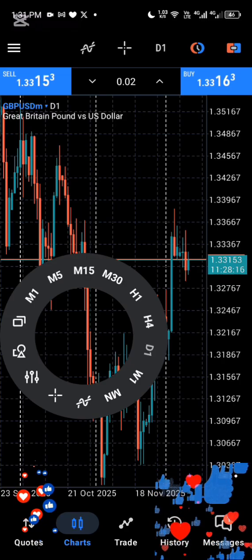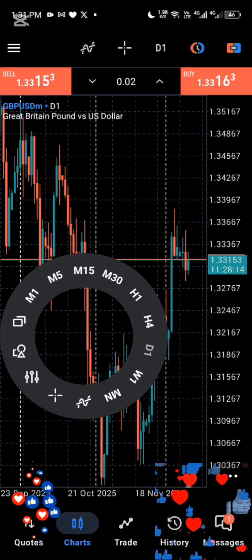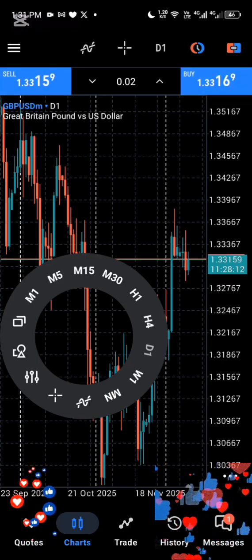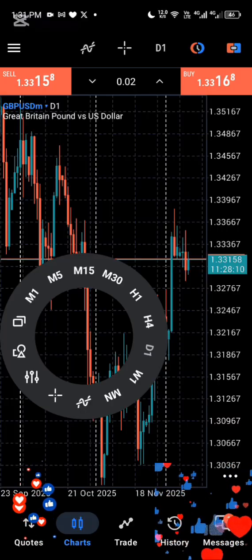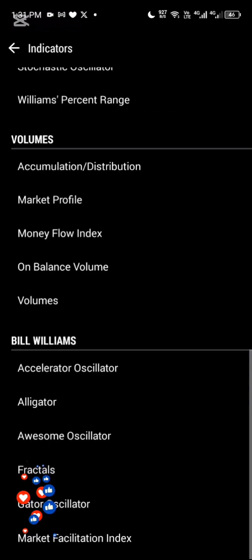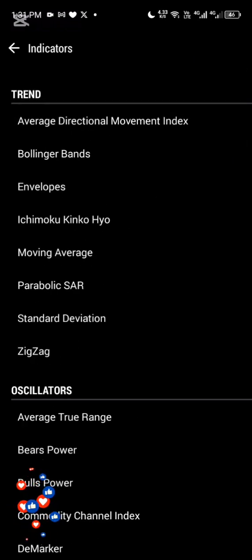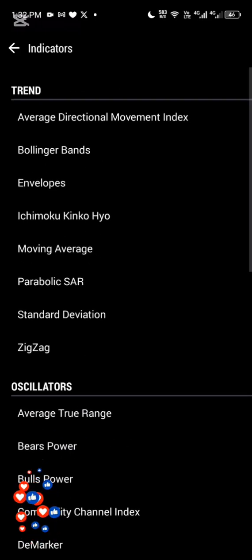Weekly time frame, one week time frame, and that's our monthly time frame. And this N that you see here stands for indicator. If you click on it, it brings you here, where you can choose from all types of indicators that you wish or want to add to your chart. You see the moving average. These are all indicators that are part of the MT5.